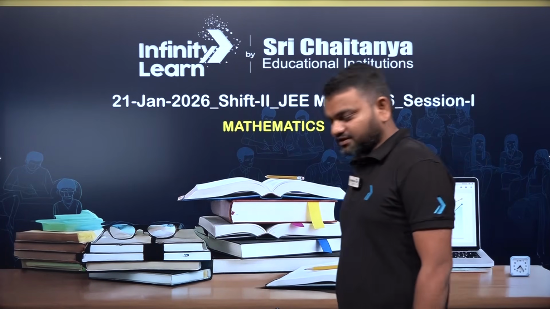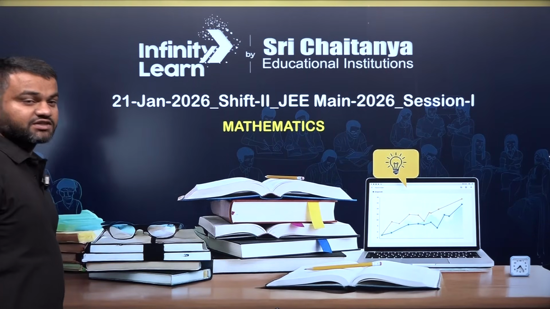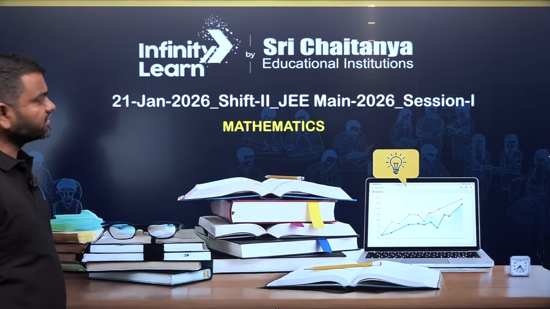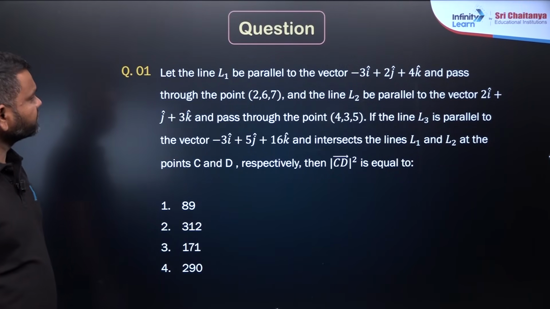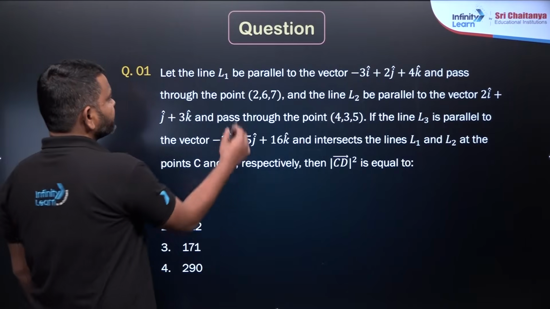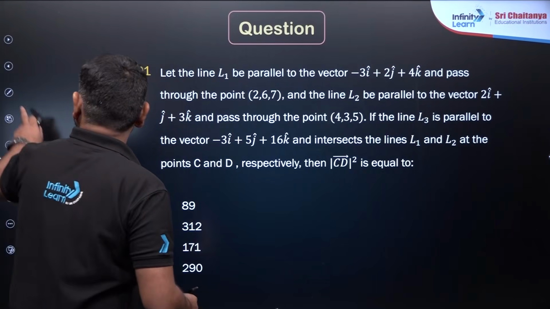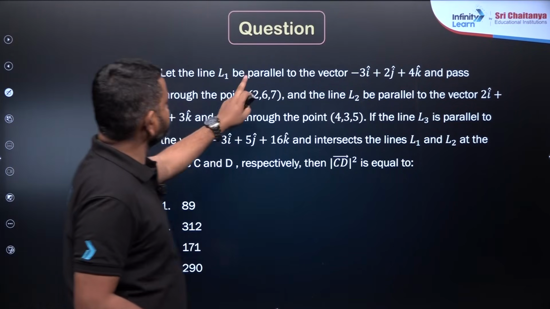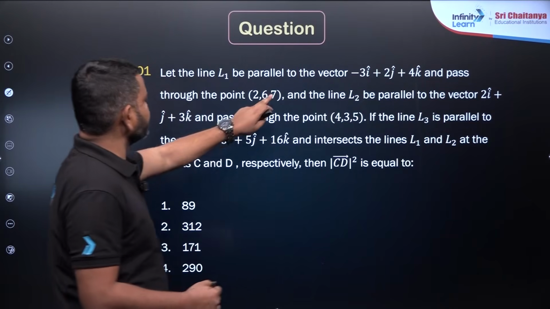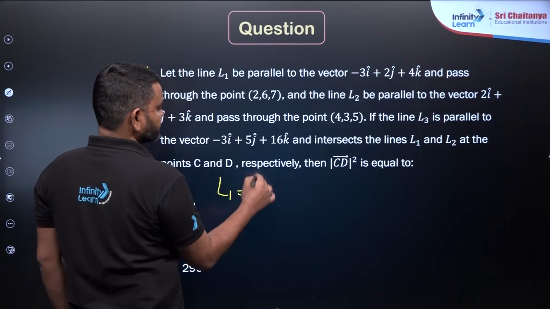This is Ranjit, and now we are going to discuss the 21st January 2026 Shift 2 paper, Mathematics. In this, we are going to look at the first question. They have given line L1 here, which is parallel to this and passing through this. So can we write the equation of L1 as passing through this?